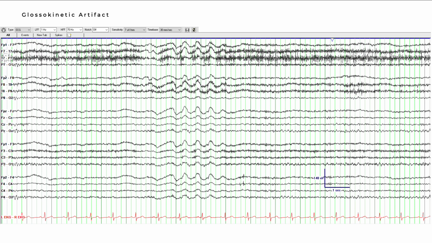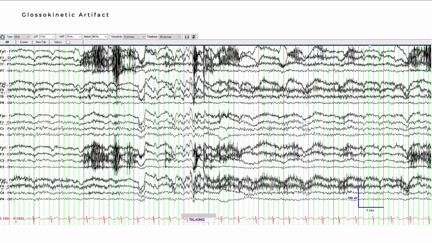Equally important is your technologist being astute in marking this when a patient is talking or making prominent mouth movements with their tongue involved. Here's a bit more of a subtle example that I would not have been able to pick up without the tech pointing it out. You see they marked talking, and there's just some introduction of slower frequencies in here with the patient making these tongue movements, glossokinetic artifact.